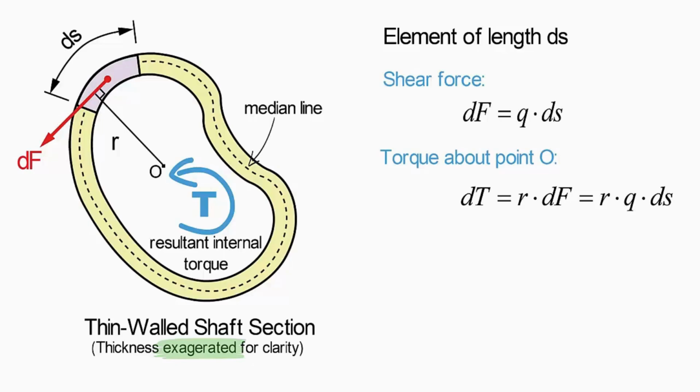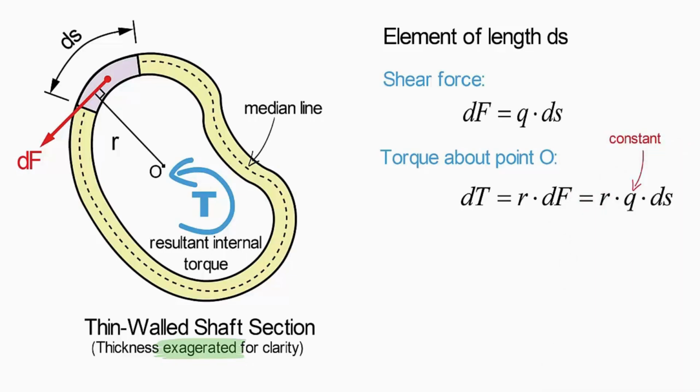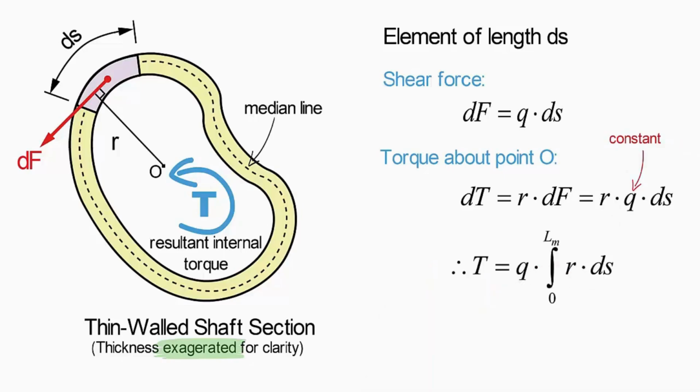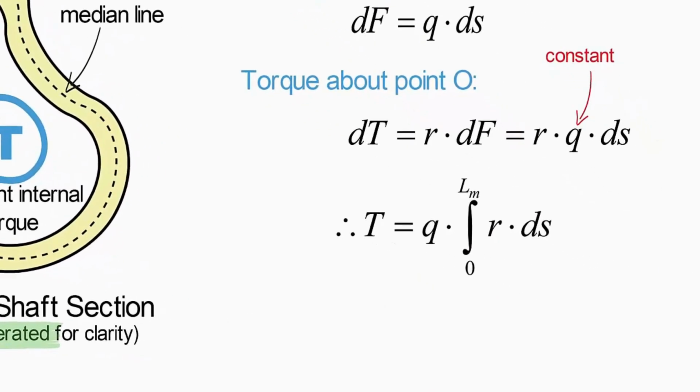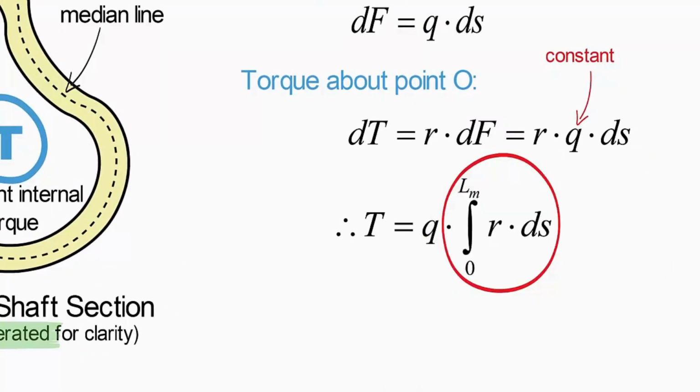If we integrate this result over the entire perimeter of the cross-section, we can obtain the total resultant torque T. If we recall from the previous video, shear flow is constant in the case of torsion and thus can be removed from the integral, resulting in the following integral equation. What does this integral represent physically? Well, r times ds defines a rectangular area.